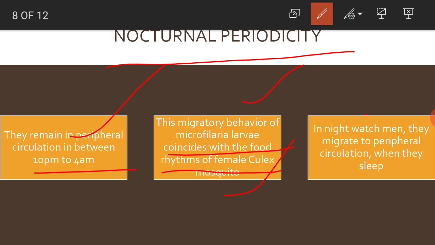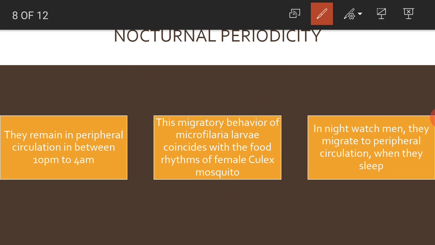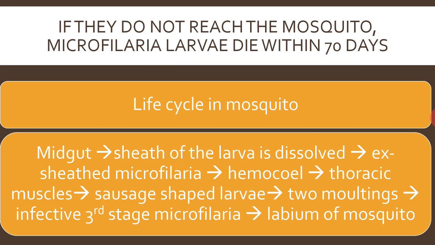In night watchmen, they migrate to peripheral circulation when they sleep during daytime itself, because during night time they will be awake doing the duty of watchmen. So it has got some sort of shift, a paradigm shift in its behavior. If they don't reach the mosquito, microfilaria larvae die within 70 days.